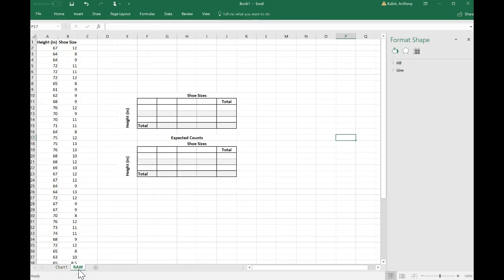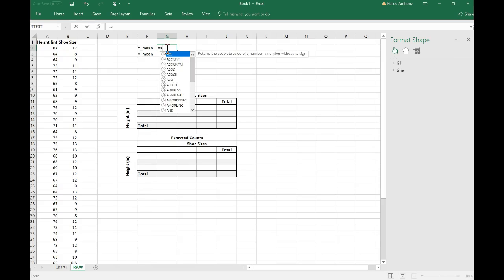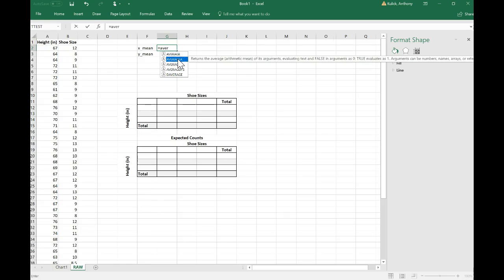I'll go back to my raw data now. It also asks me to find my mean and standard deviation for both of my variables. So I'll do my x mean and my y mean. What I'm going to do is use a formula in Excel. I'm going to start by typing an equal sign, and the formula I want is just the average. That's the same thing as the mean. So I start typing and I see that there are lots of different formulas. If I click one, it'll tell me kind of what it does.